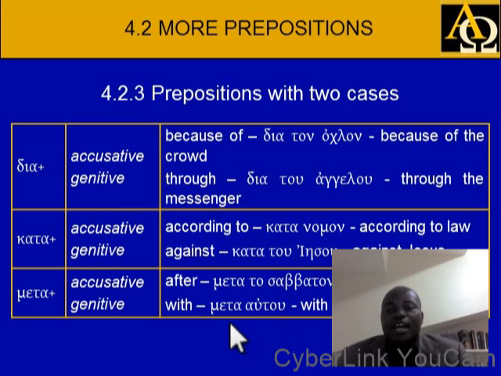Prepositions in two cases. Dia plus accusative is because of. Dia plus genitive is through. Kata plus accusative is according to. Kata plus genitive is against. Meta plus accusative is after. Meta plus genitive is with.